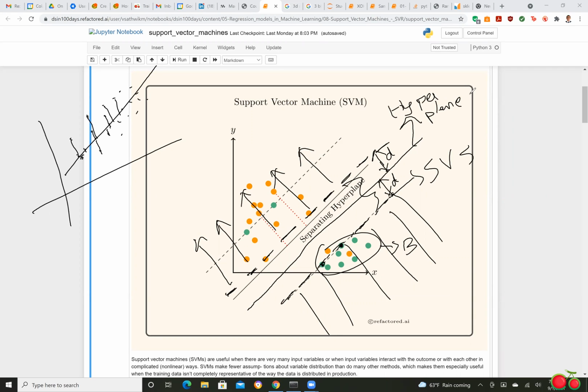Why is it called a decision boundary? Because any points above this boundary will be labeled as A or orange. Any points below this boundary will be labeled as B or green. Make sense?